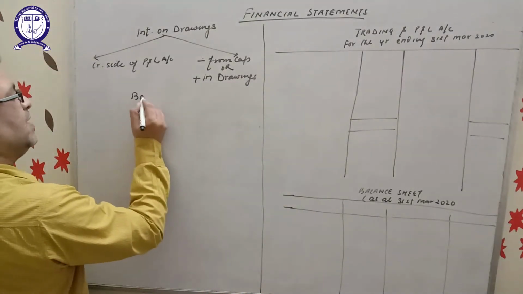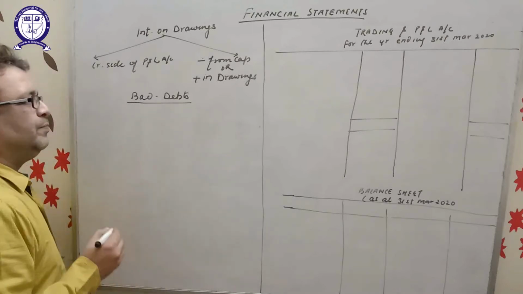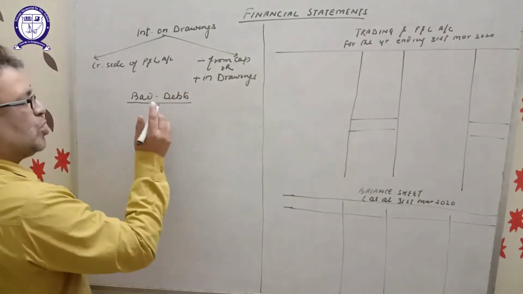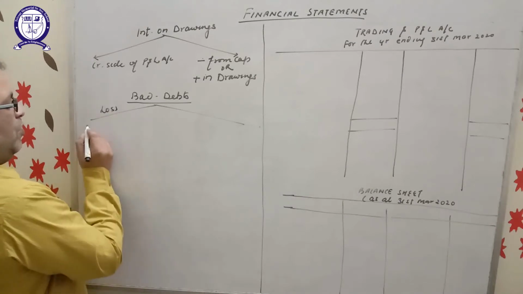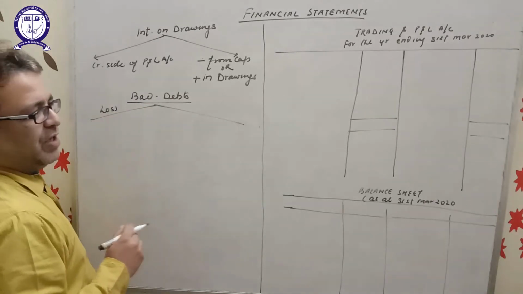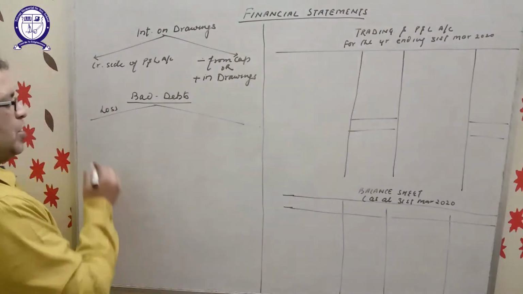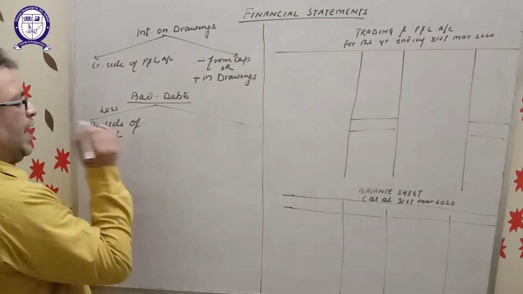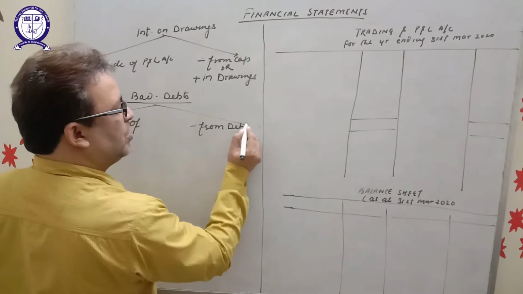Next adjustment is bad debts. First of all, what is the meaning of bad debts? Amount irrecoverable from debtor is known as bad debts. This is a loss for the business. So, first time it will be deducted from the debtors, and on the other hand, because this is a loss for the business, this will be recorded in the debit side of profit and loss account, and it will be deducted from debtors in balance sheet.